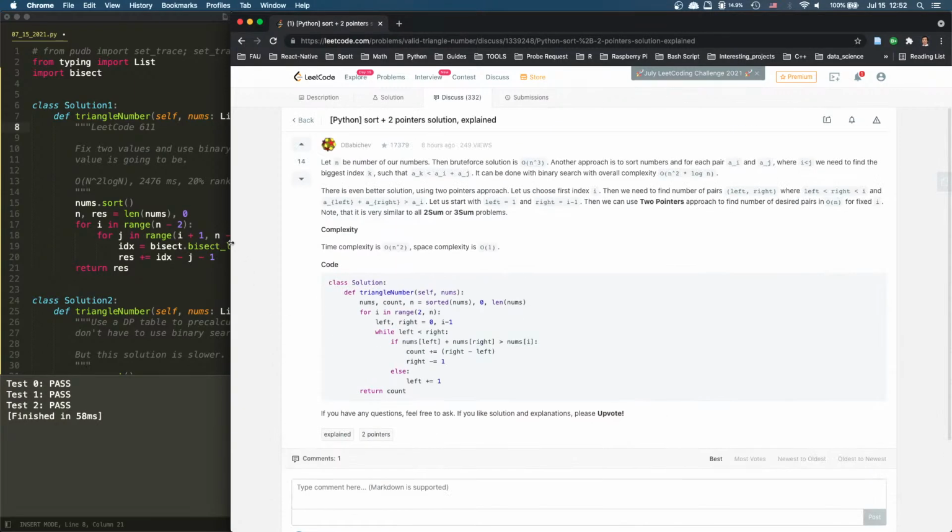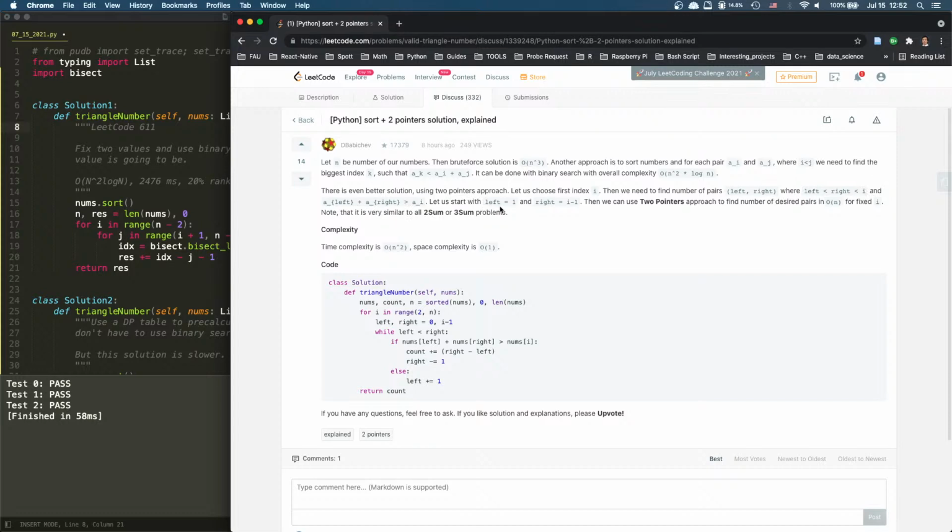All right, let's. Oh, I have more to write. And the number of numbers, brute force. Sort the numbers, for each, I need to find the biggest k such that it can be done, binary search. Yeah, that's my solution. We need two pointers. So let's choose the first index, i. Then we need to find the number of pairs, left and right, where left is smaller than right, smaller than i, and the sum of left plus right is larger than num i.